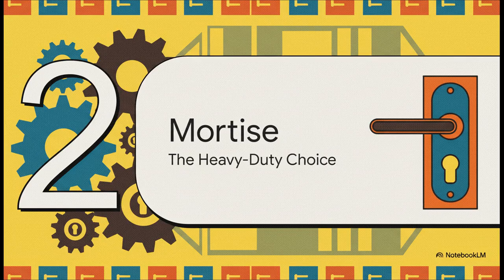First up, let's talk about the beast, the mortise lock. Just picture a super busy school hallway or a hospital entrance. I mean, those doors get a serious workout. The lock that can handle that kind of abuse day in and day out without even breaking a sweat, that's the mortise. It is, without a doubt, the most robust and secure option you can possibly specify.